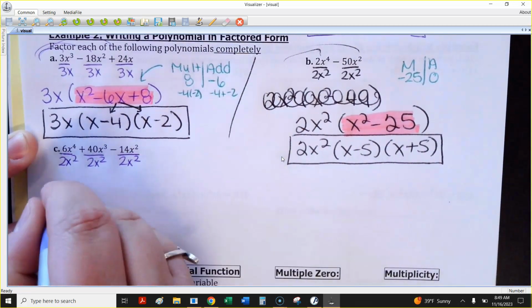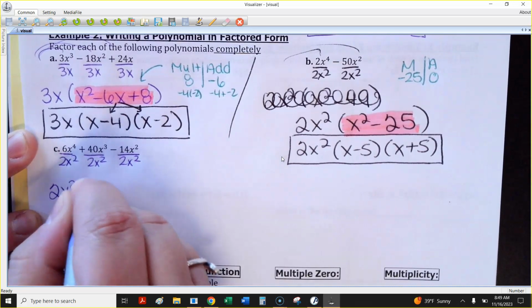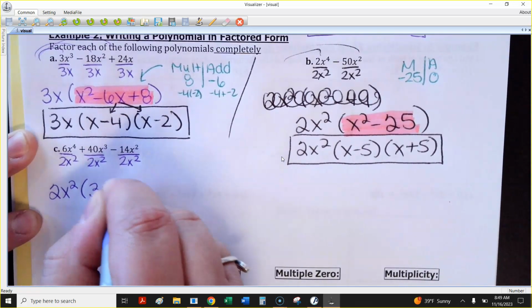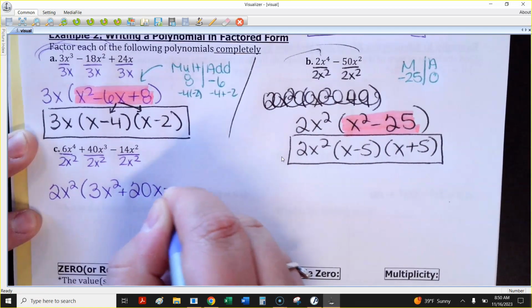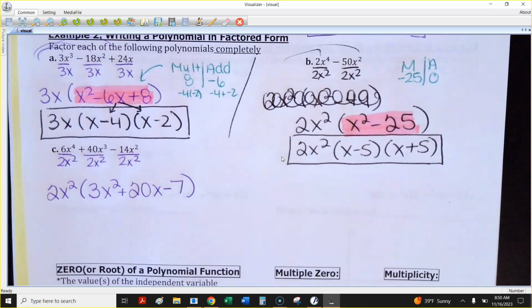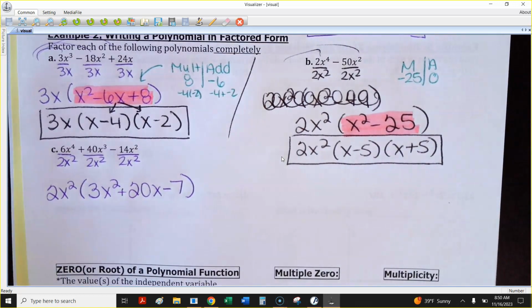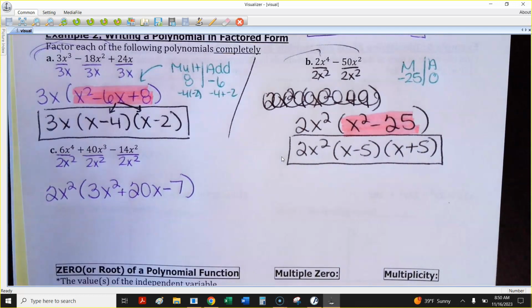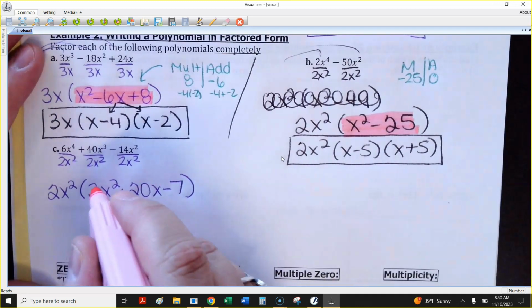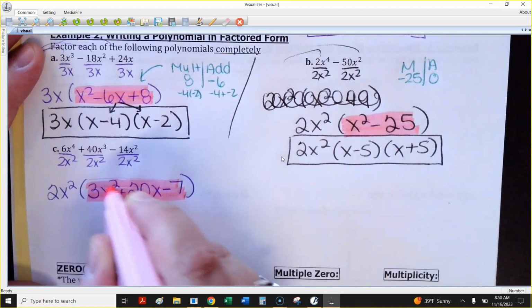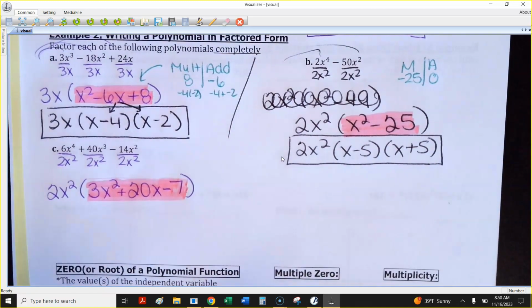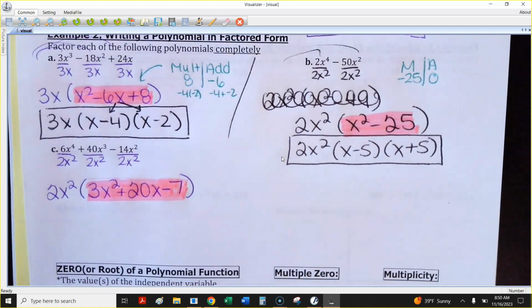All right, when you pull that out in front, we're going to have 3x squared plus 20x minus 7. It's been a minute since we've done anything with this, and if we were solving a quadratic, I would probably just use the quadratic formula because it's a little bit faster for me. But for this scenario, we want to put this in factored form. Okay, so I'm going to remind you how to do this.